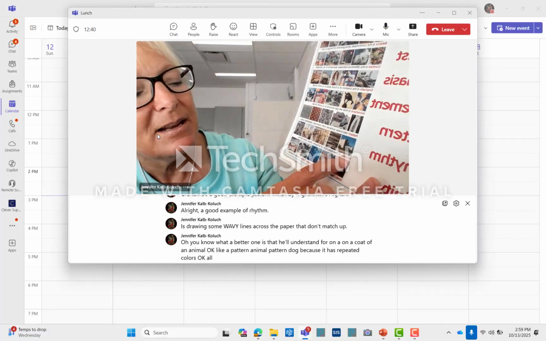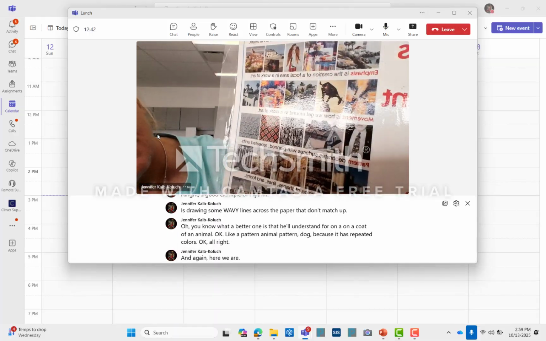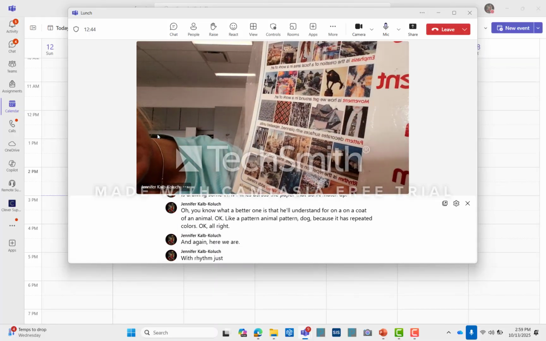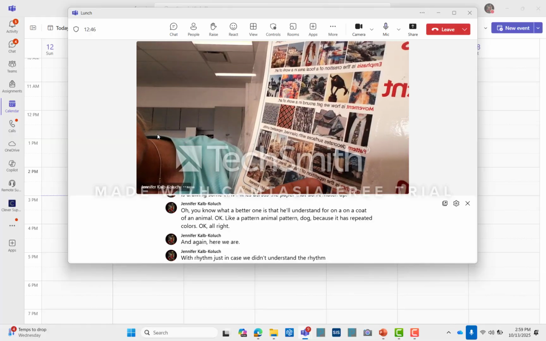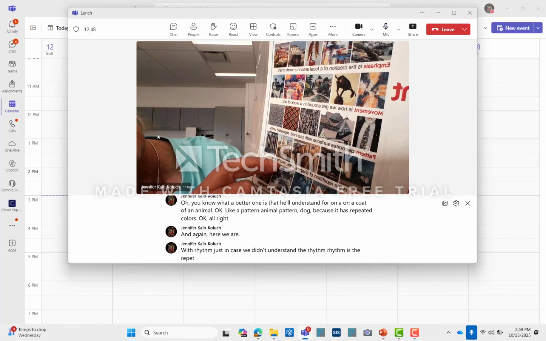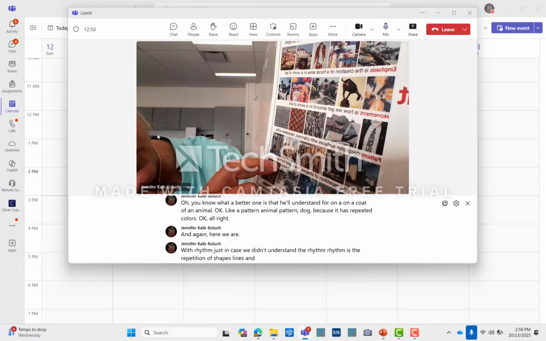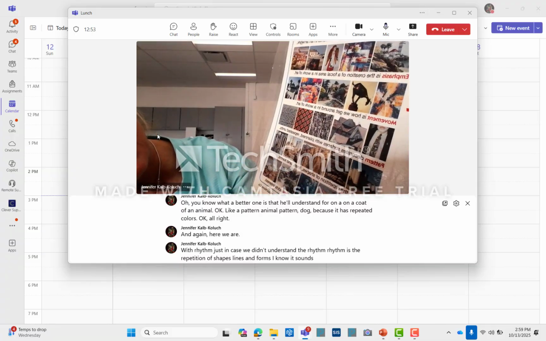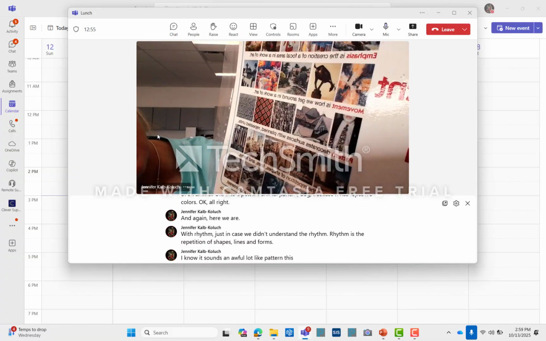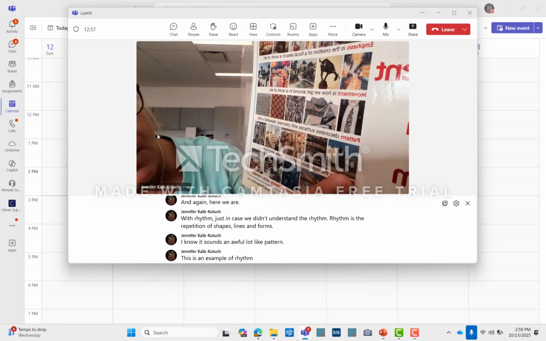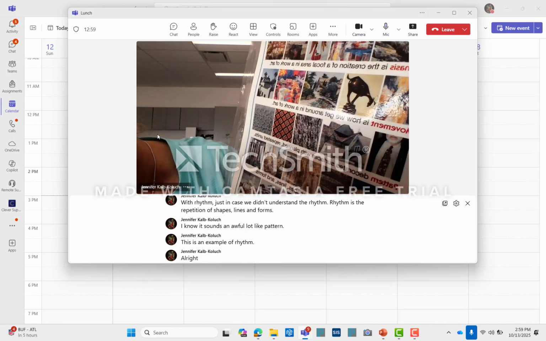All right, and again, here we are with rhythm, just in case we didn't understand the rhythm. Rhythm is the repetition of shapes, lines, and forms. I know it sounds an awful lot like pattern. This is an example of rhythm. All right, this is an example of rhythm.